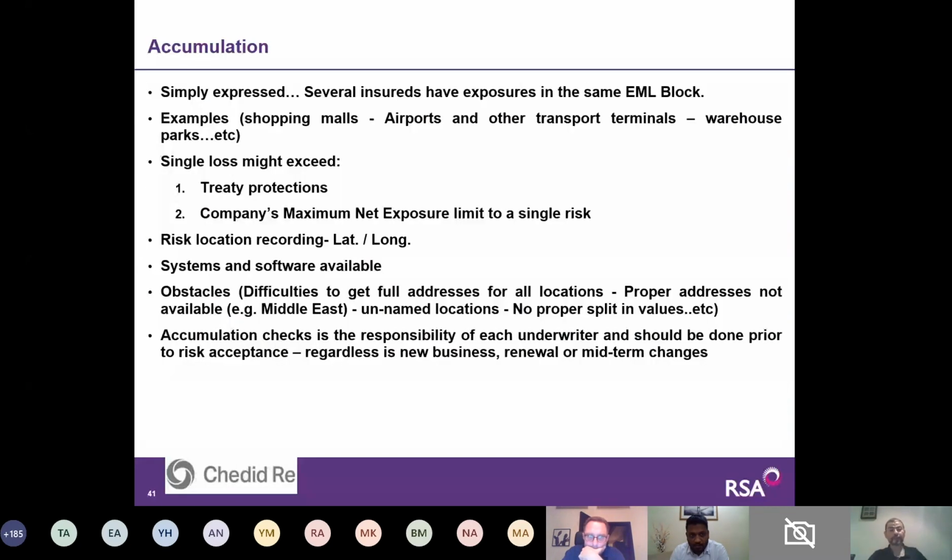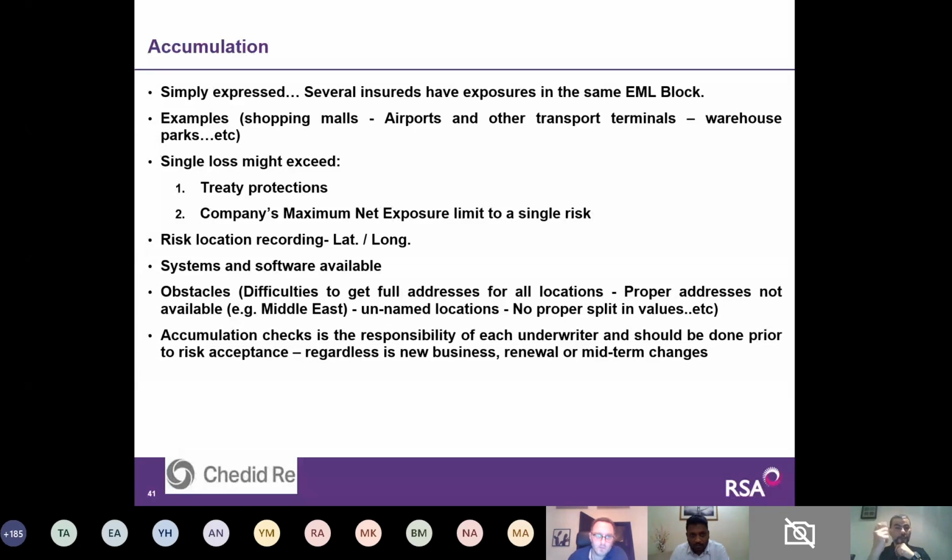Okay, so we will go back to the accumulation. Simply expressed, several insureds have exposure in the same EML block. EML block is what we see around the mosque. Examples, shopping mall. I gave this example at the beginning of the presentation. We're insuring the shopping mall and we are insuring Al-Shaya properties, Landmark Group. They are inside the shopping malls. So we are insuring the shopping malls, and what's inside the shopping malls? Carrefour, it's Majid Al Futtaim properties, and it is in each and every shopping mall. So we are insuring the shopping mall and Carrefour, double capacity in one place. Big mistake. This is the accumulation.